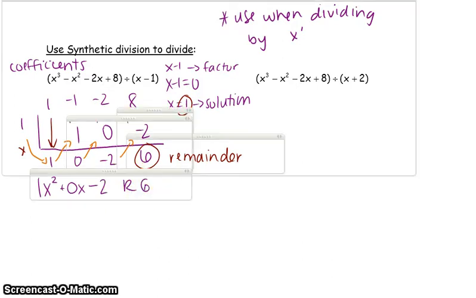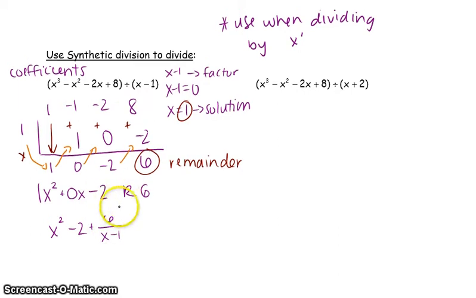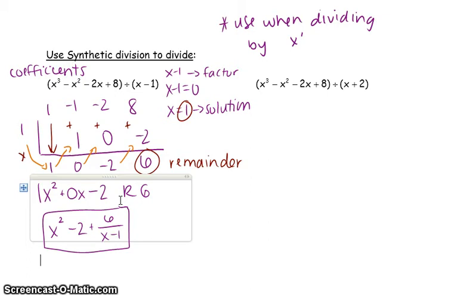Okay? So then from here, we have to simplify this, make this look a little bit better. So x squared, we could just keep that one away. 0x, we don't have to write that, and just minus 2. And just like we did before, we would take our 6 and have our 6 divided by whatever we were dividing by, so that's our x minus 1. Okay, so this is going to be our final answer.